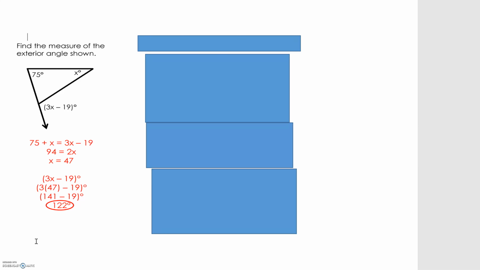If you need to pause the video at any moment, please do so, so you have time to write everything down, and then you can unpause it and continue watching once you're done writing all the notes. Okay, we're going to do one more example.